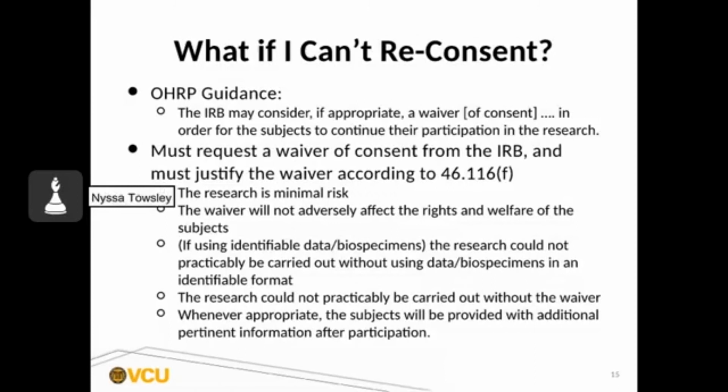So what if you're in a situation where you can't reconsent? OHRP guidance states that the IRB may consider, if appropriate, a waiver of consent in order for the subjects to continue their participation in the research. In order to waive the requirement to obtain reconsent, you have to request a waiver of consent from the IRB and must justify the waiver according to 46.116(f). That means justifying the waiver adequately by responding to all of the questions on this slide. And on the next slide, we're going to talk a little bit more about when waivers might be appropriate.